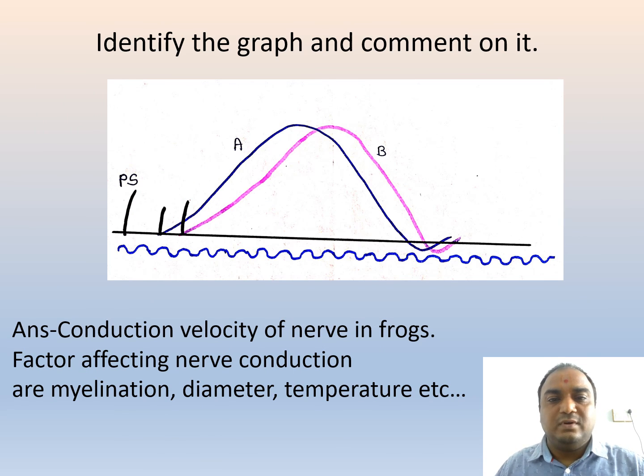So this is the graph of the conduction velocity of nerve in frog. The factors affecting the conduction of nerve, in brief, are myelination, diameter, and temperature. If the nerve is more myelinated, the conduction velocity is high. If the diameter is more, the conduction velocity is high.